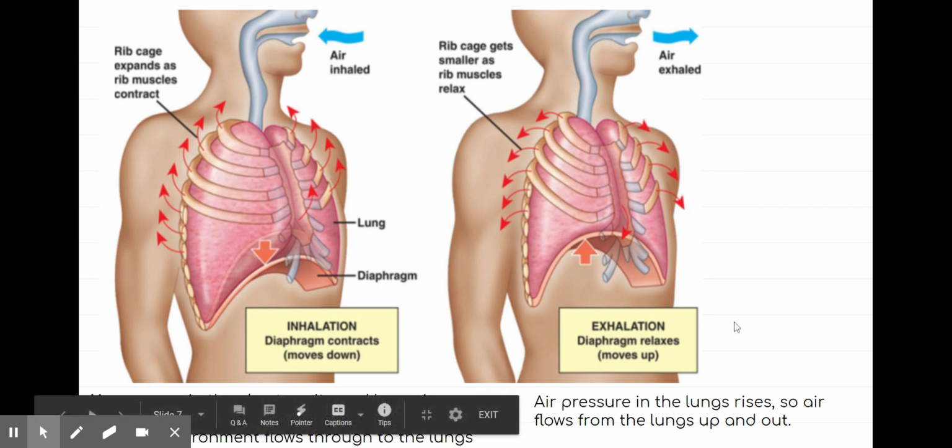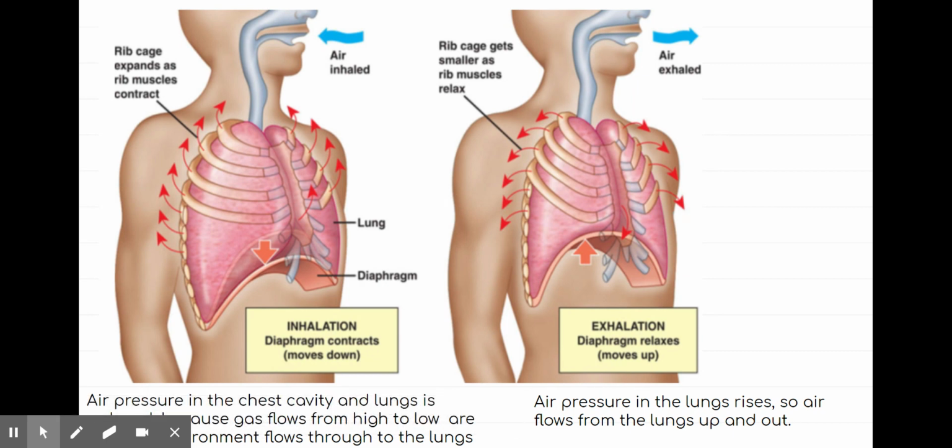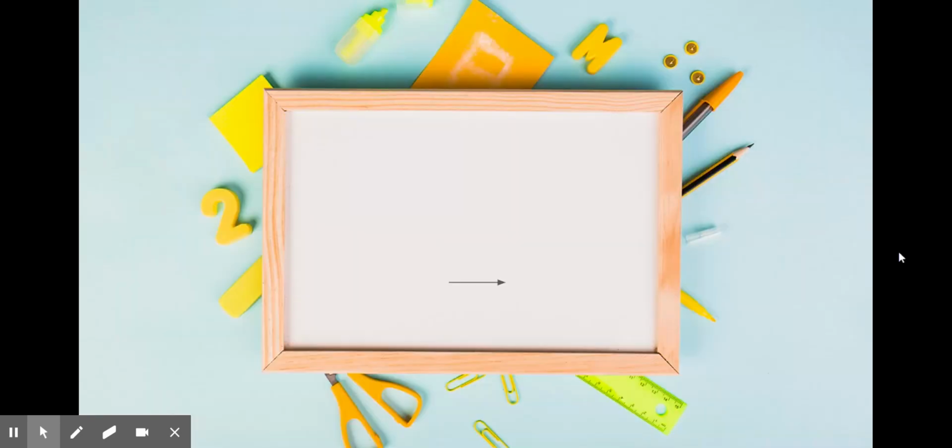So air pressure in the chest cavity, if you could have read what it said down there before I accidentally moved my mouse and it covered, but air pressure in the chest cavity and lungs is low because gas has to flow from high to low. So as it moves from in to out, it's low in the inside until we inflate our lungs, and then it is high.